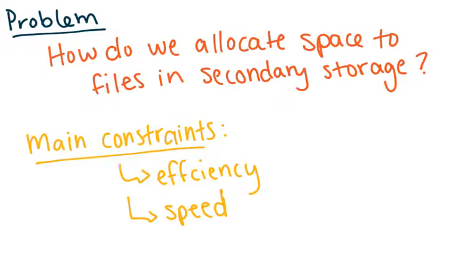So the problem at hand is, how do we allocate space to the files in the actual secondary storage? The main constraints that we face are efficiency and speed, right? We want to efficiently map things in there so that it's very space efficient, but we also want to be able to retrieve files very quickly.